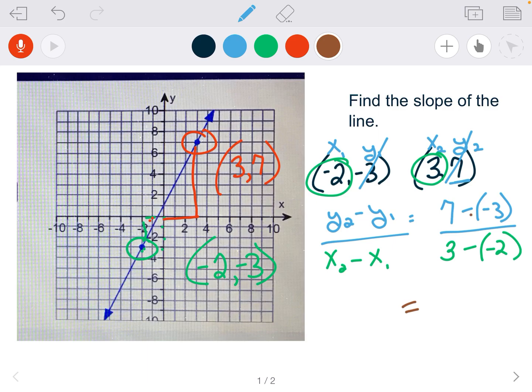So if we take 7 minus a -3, remember we change it to plus, change the sign that follows. So it's really 7 plus 3. So 10 is our numerator. Do the same: change to plus, change the sign that follows. So I have 3 plus 2, which is 5. And here we can see 10 divided by 5 is 2. So our slope, which is our m, is 2. That is the slope of the line.